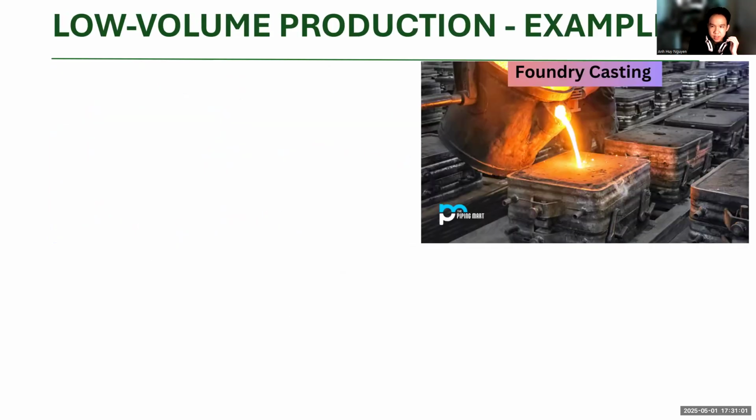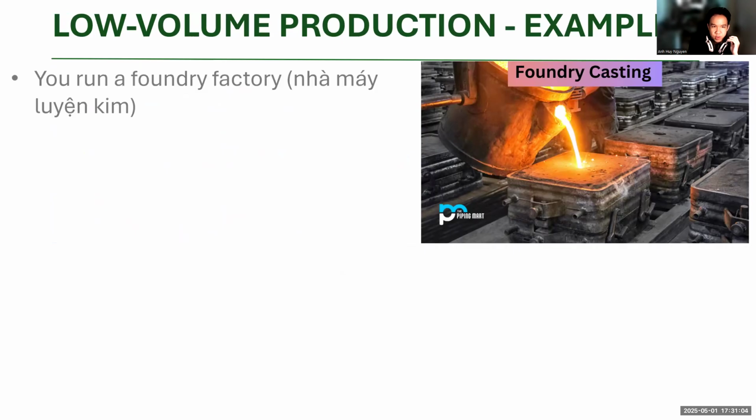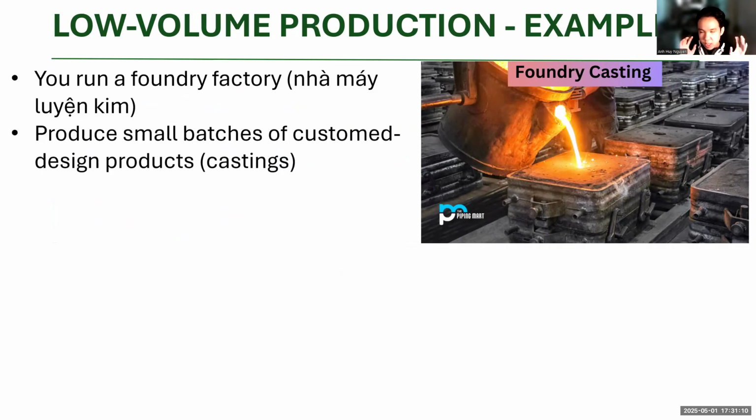So let's imagine you run a factory, which is nhà máy luyện kim in Vietnamese, and you only produce small batches of custom design products, because these products are custom, right? So you only produce them in a very small amount. And these products in a foundry factory are called castings. Okay. And here's the catch.